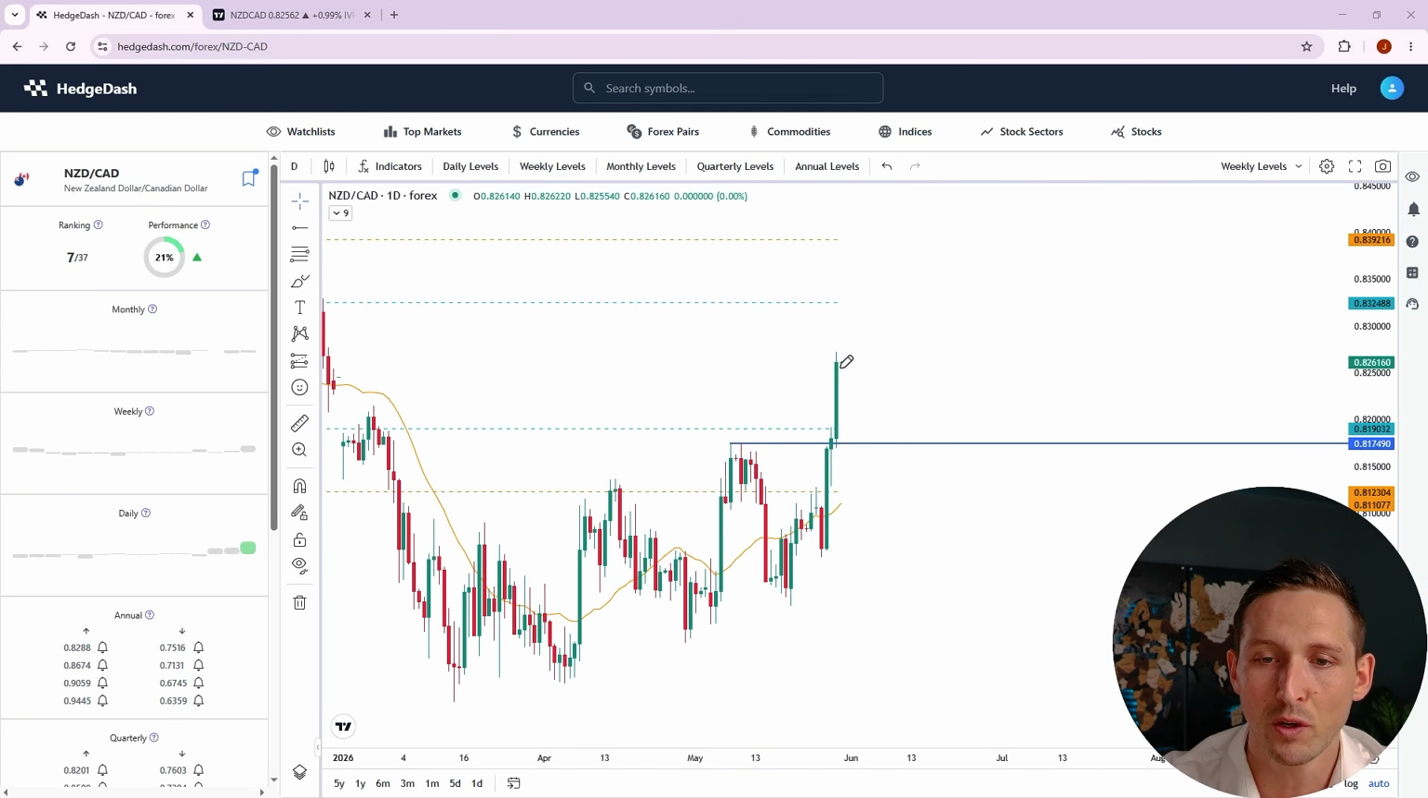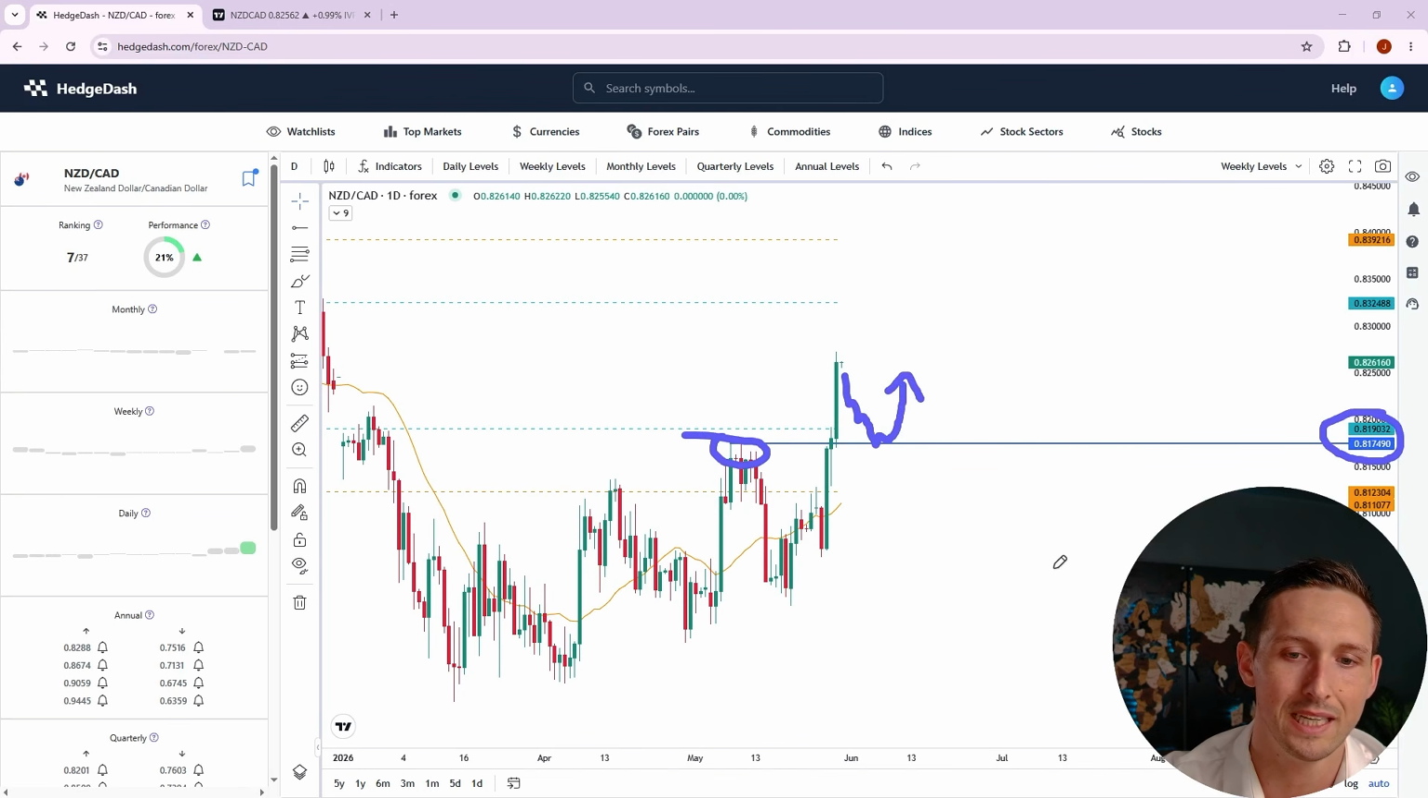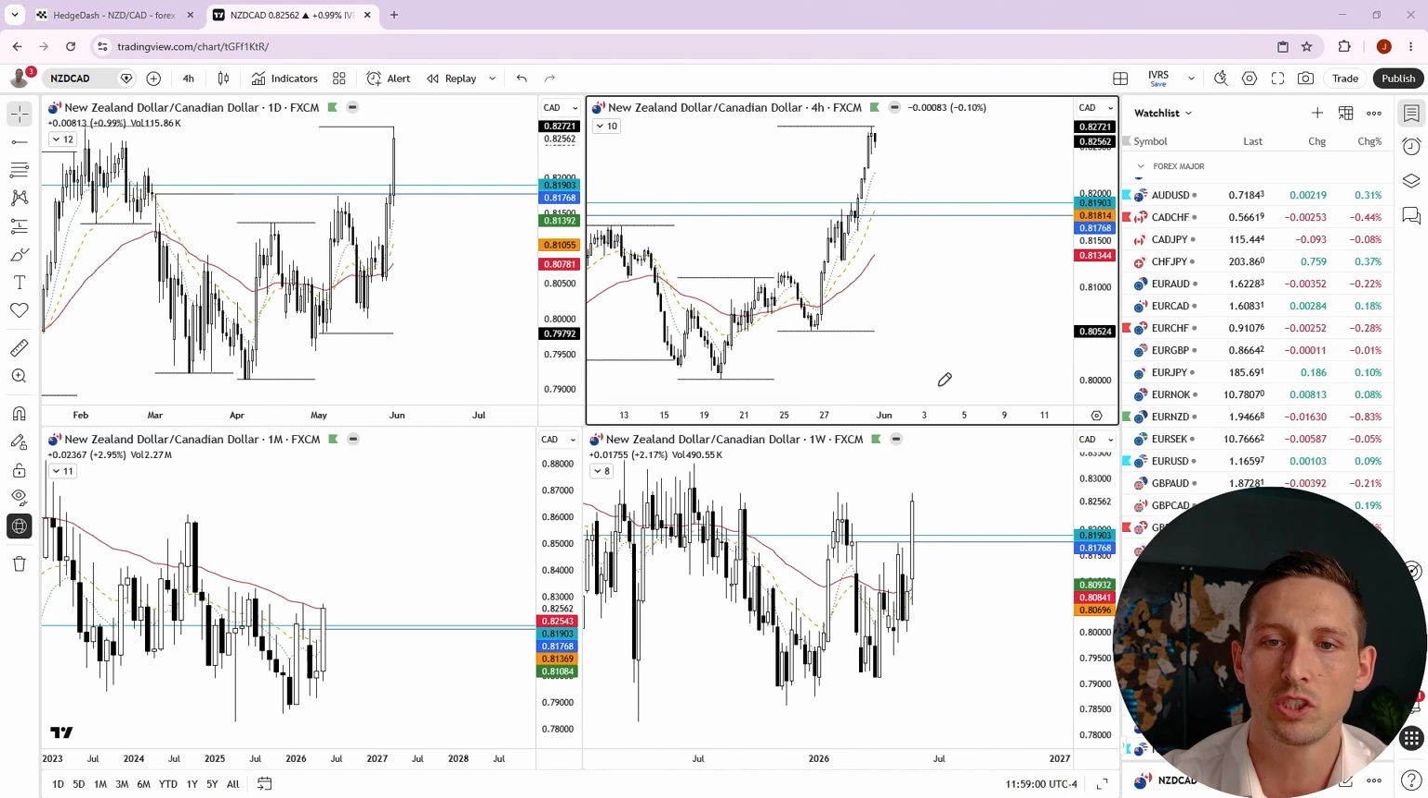So what I'm going to be looking for next week is a Monday, Tuesday pullback, and ideally a move all the way back down into the buy zone. That starts at the 0.8190, and there is a really nice prior high right here that I'd be looking at as a potential pullback and an opportunity to buy the dip for a bounce to the upside in New Zealand CAD. So if we look at this on the multi-charts, you can see this was the breakout to the upside.